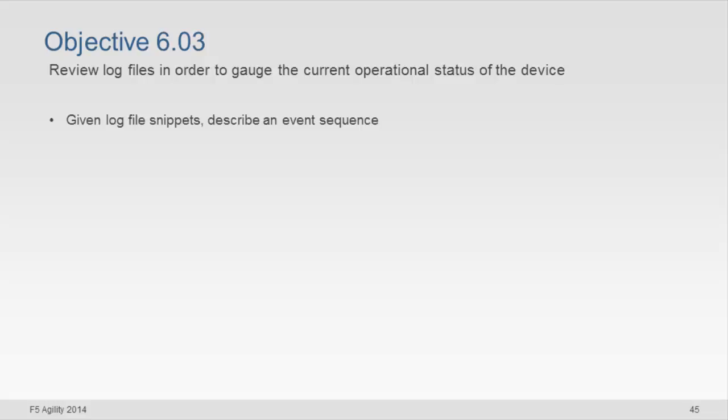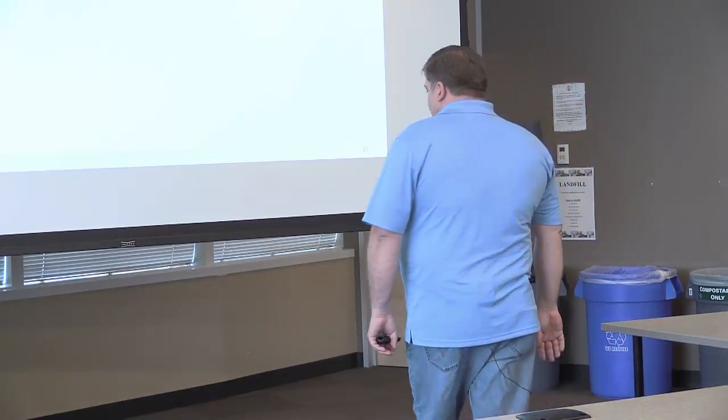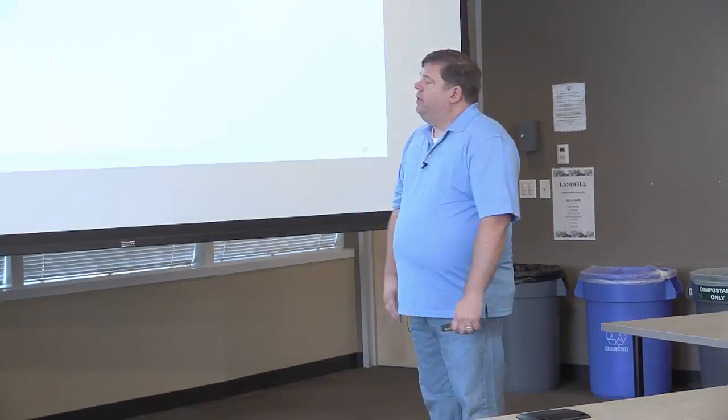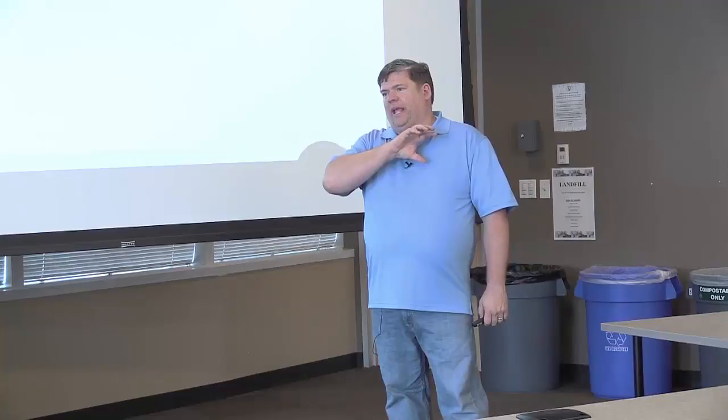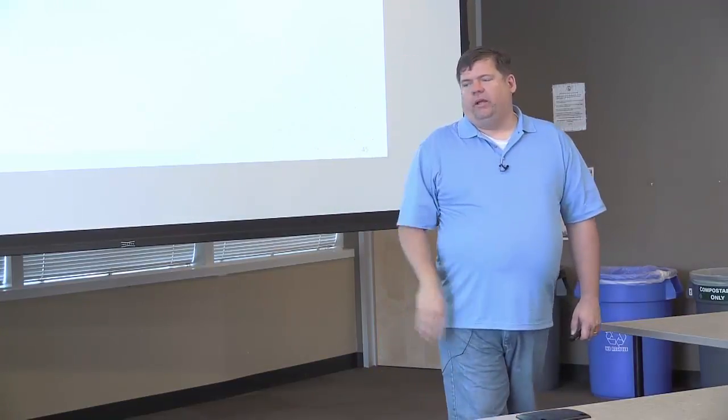Objective 6.3, review log files in order to gauge current operational status of the device. So this is another one of those where they're going to give you a log file snippet and ask you to look at it and figure out what that sequence of events was that went down inside the log file. Once again, it's an A, B, C, D, E question. You can almost look at the answers and see which one of them matches your log files. Work it in reverse maybe.